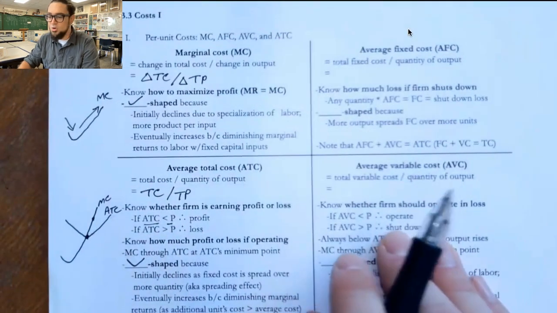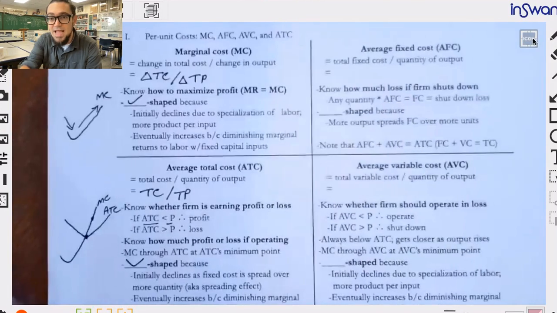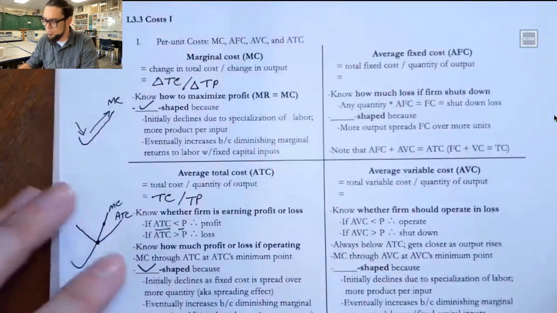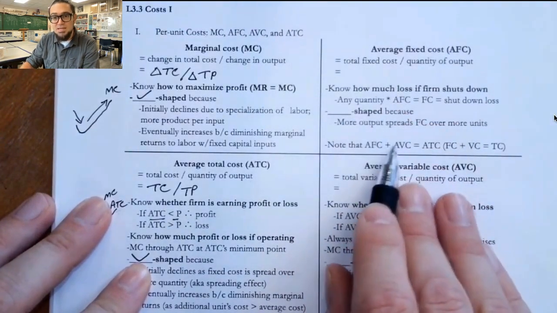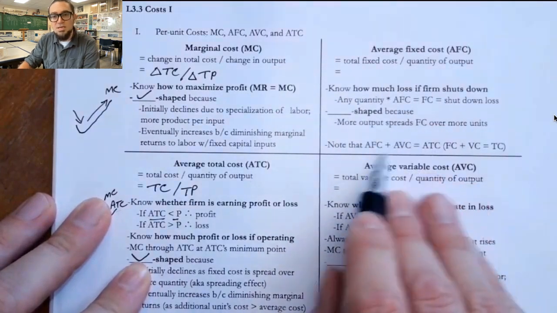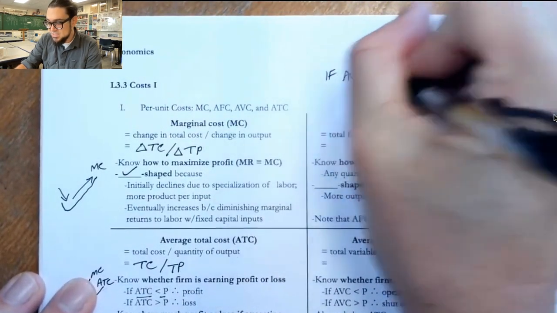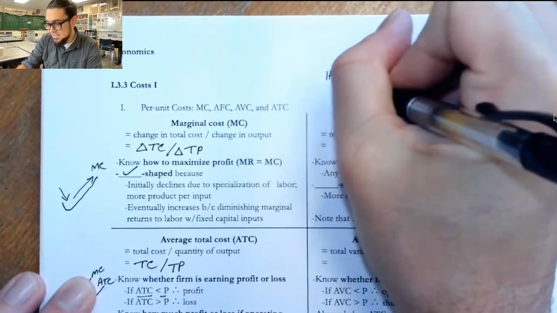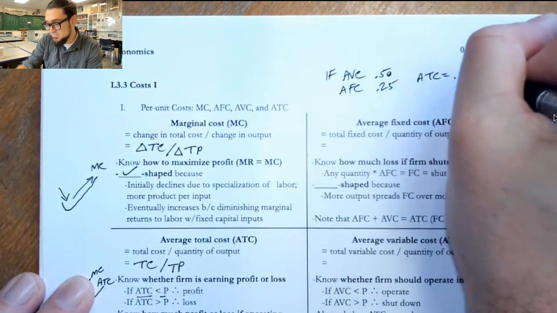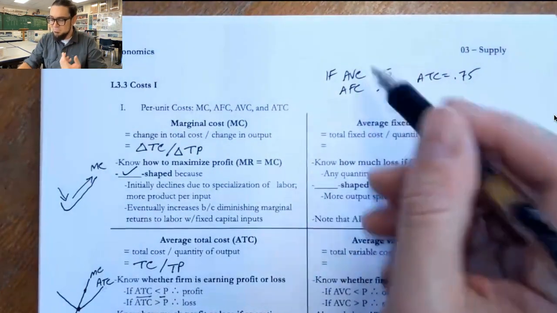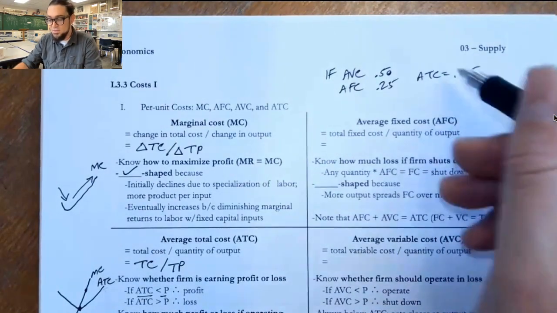So the next two, if we add them together, we can find the average total cost. We're going to note that the average fixed cost that I'm about to talk about and the average variable cost that I'll talk about in a moment, if we add them together, equal the average total cost. So we could say, if AVC was 50 cents and AFC was 25, then we know ATC equals 75 cents. That's the idea that variable cost plus fixed cost is equal to the total, and so these averages also have to total up to the total amount.